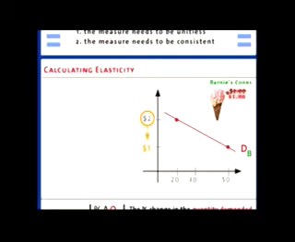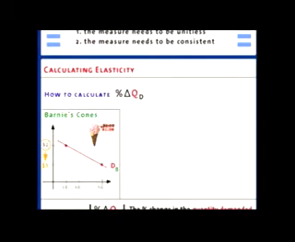Now, let's do a quick reminder of how you calculate a percentage change. To calculate a percentage change, take, for example, the new quantity demanded, subtract the old quantity demanded, and that gives you the absolute change in quantity. To turn this into a percentage change, you divide it by some base quantity, usually the original quantity or the old quantity.